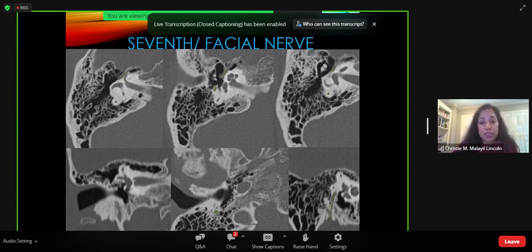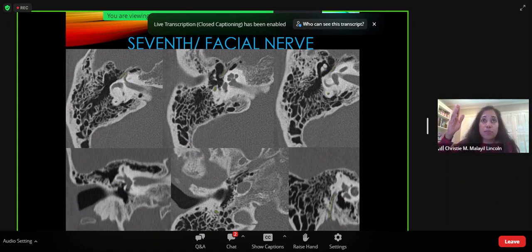And then it passes through the porus acusticus and courses through the internal auditory canal in the anterior and superior quadrant above the crista falciformis. And then it goes through the petrous bone anterior to the cochlea. You can see the first image has a sort of upside down U shape. So that's the first genu of the facial nerve.